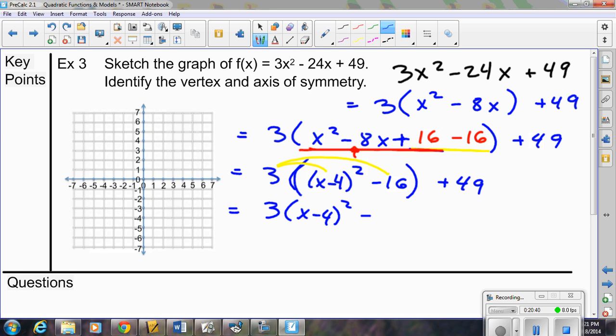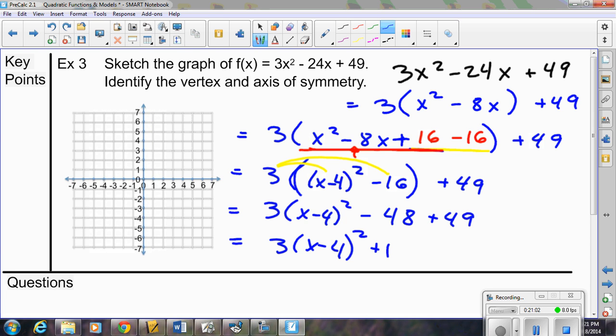3 times 16 is equal to 48. And we still have this 49 on the outside, so that would tell us 3(x minus 4) quantity squared plus 1. And voila, this is standard form.